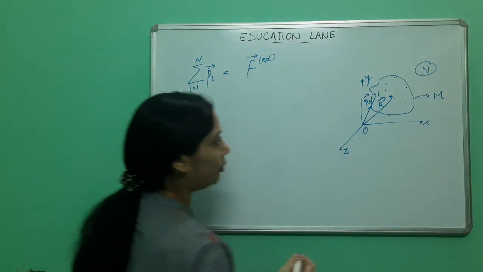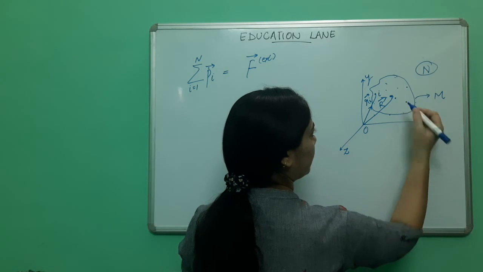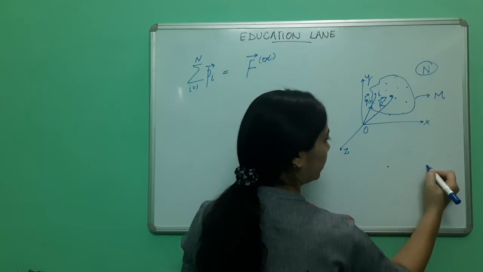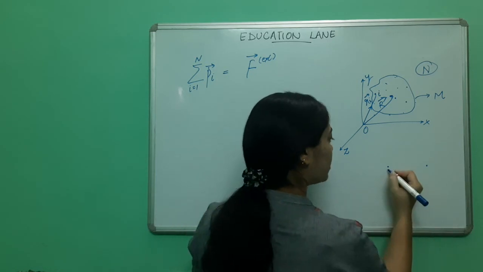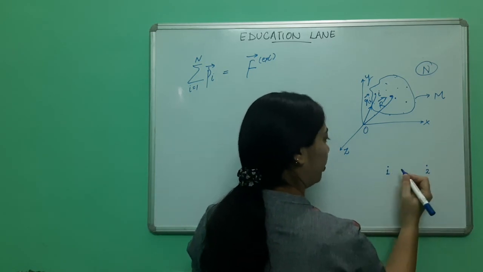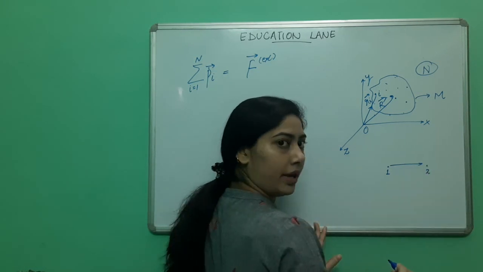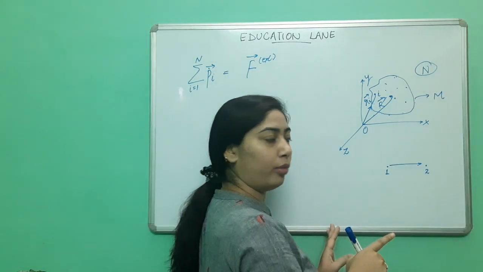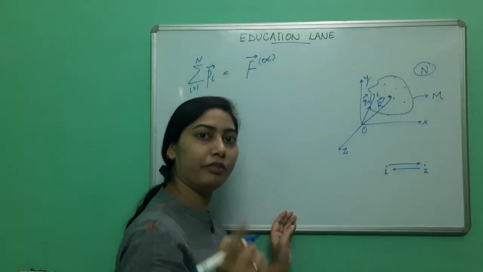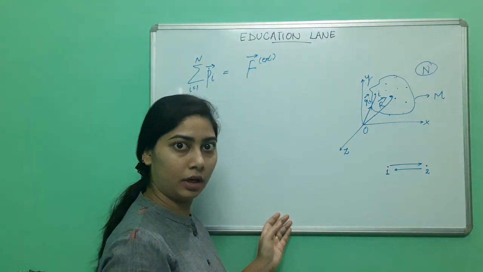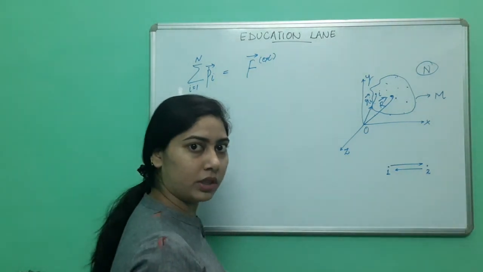Now let me tell you, consider these two particles. I am writing it here. These two particles, there is some space between them. This is particle 1, 2. This particle will exert force on this one according to Newton's third law of motion, and the second particle will exert force on the first particle according to Newton's third law of motion. Every action has an equal and opposite reaction.